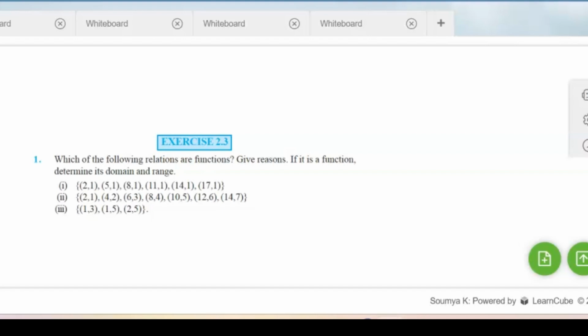First question is, which of the following relations are functions? Give reasons, and if it is a function, find out its domain and range. So let's see the first question.